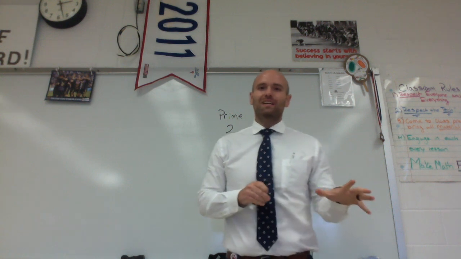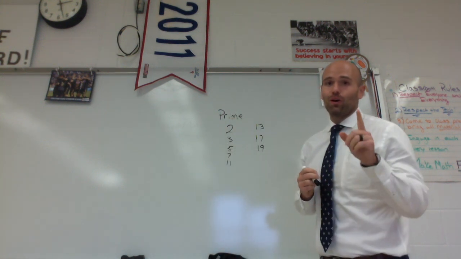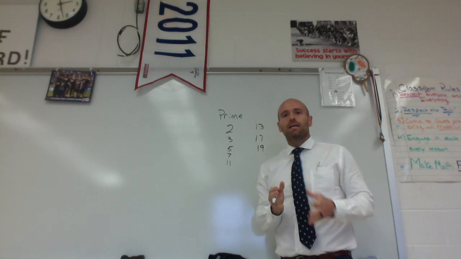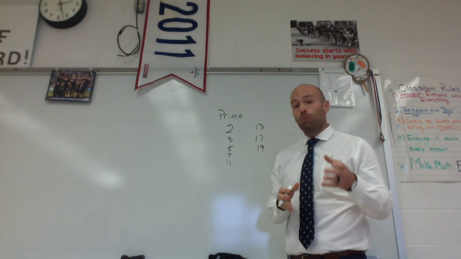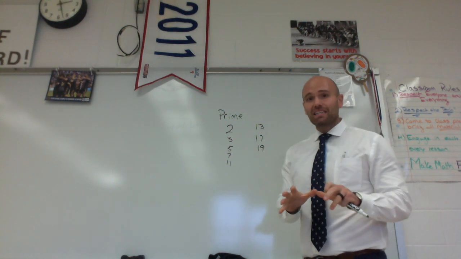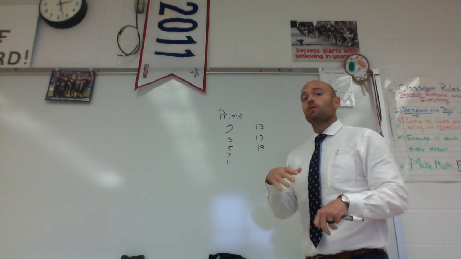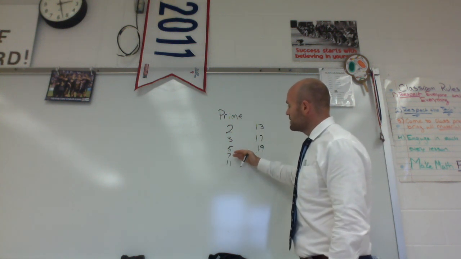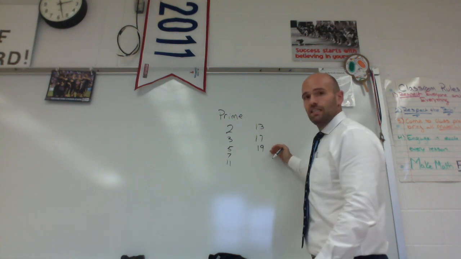Before we get started, we need to understand what the word prime means. Prime means that a number can only be multiplied by 1 and itself. So right here is a list of prime numbers that are less than 20: 2, 3, 5, 7, 11, 13, 17, and 19.